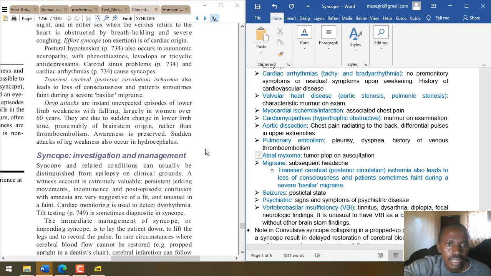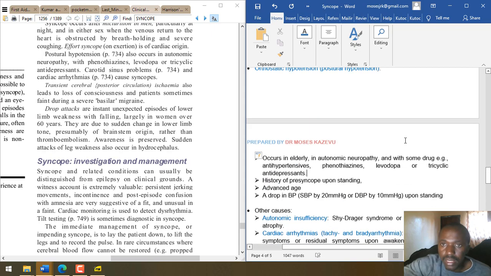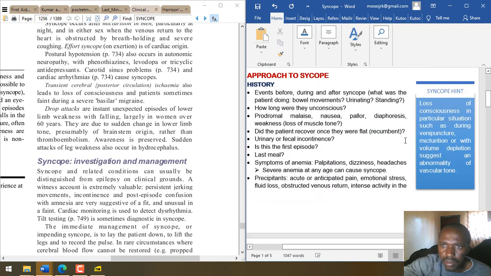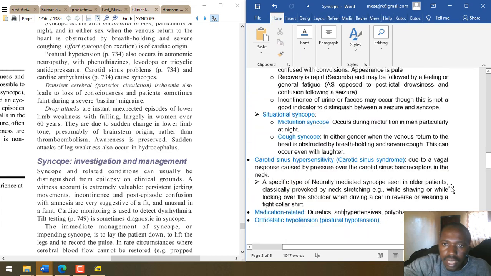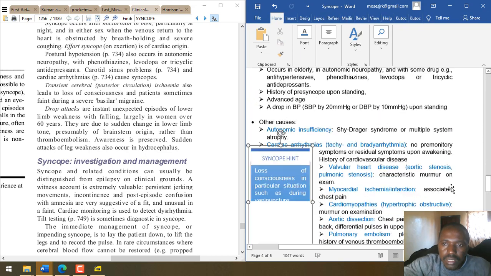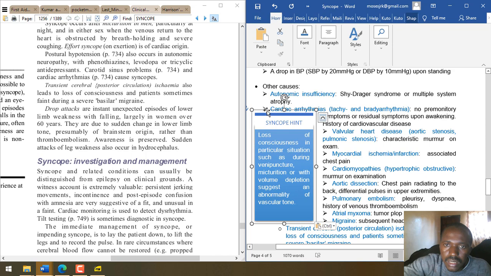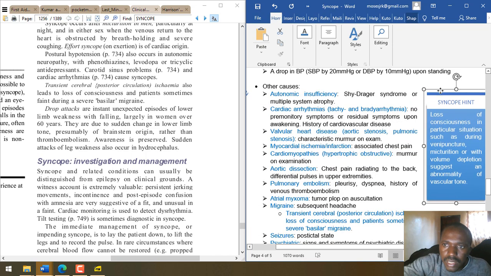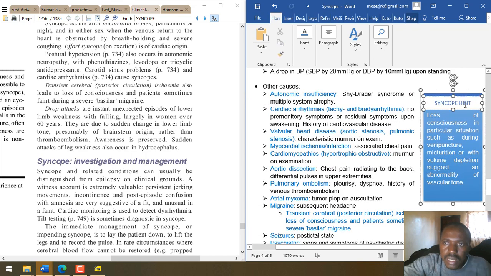Okay, so we can add this as a box. Actually, we can copy that box. Yeah, this one here. We can copy this box and add it here, and we have to edit it. So we can say drop attacks here.